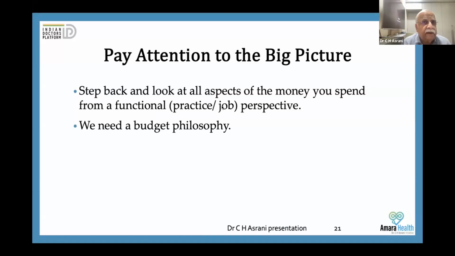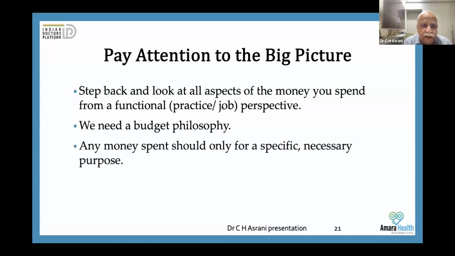We need a budget philosophy. If we are salaried, yes, there is a budget. But if we are private practice, there is no budget. Any money that we spend should only be for a specific necessary purpose. I have been guilty of this splurging. You practice in the morning and you have some few thousands in your pocket. You go to a book exhibition, you don't mind emptying your pocket. You may not even read those books because you're going to make money again in the evening.